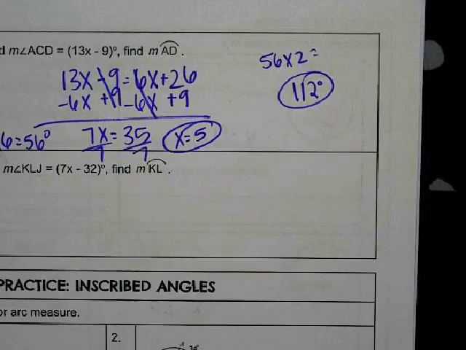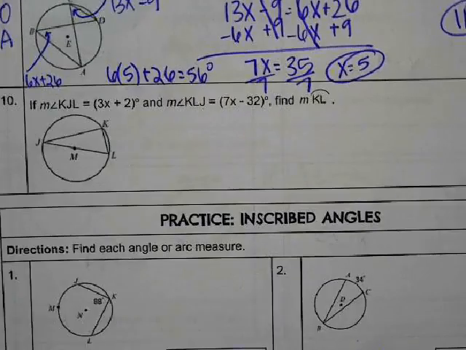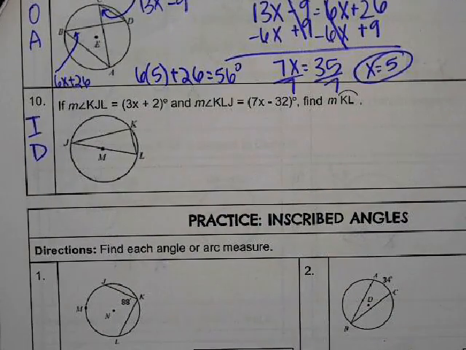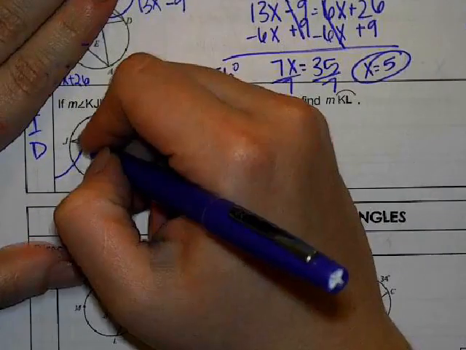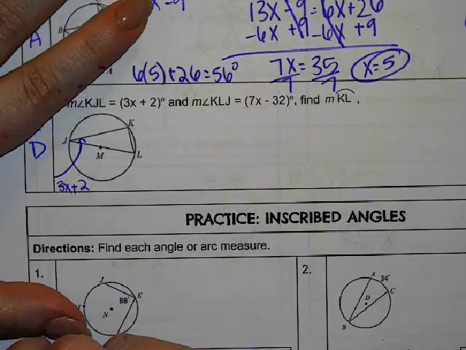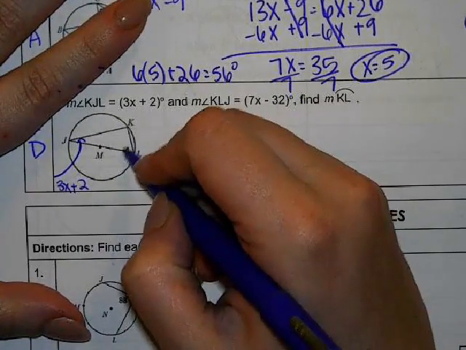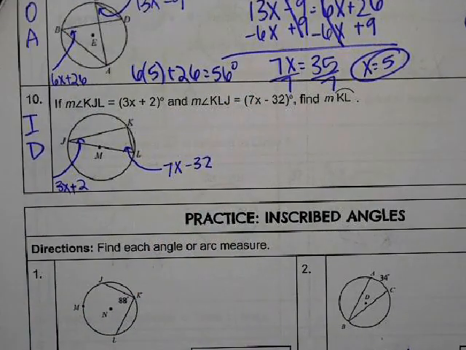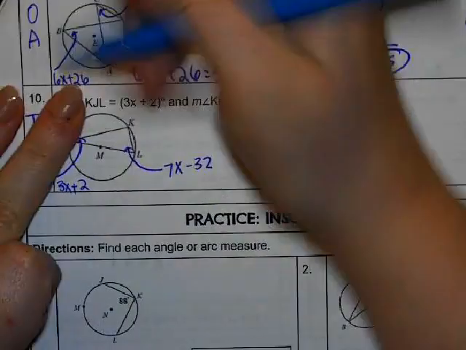Okay, now I've got one more. And that is this one that is looking at an intercepting diameter. This intercepting diameter tells me the measure of angle KJL, that is this one here, is equal to 3x plus 2. It also tells me that KLJ here is 7x minus 32. And I know from previous knowledge, learning intercepting diameters, that this angle here is 90 degrees.